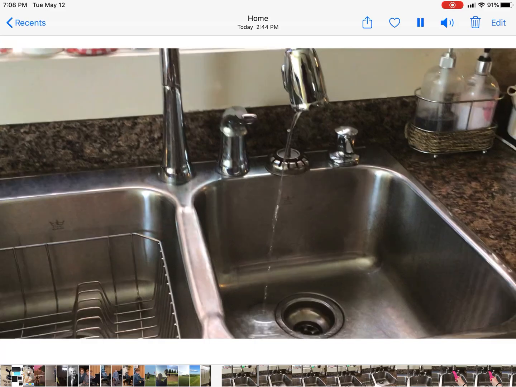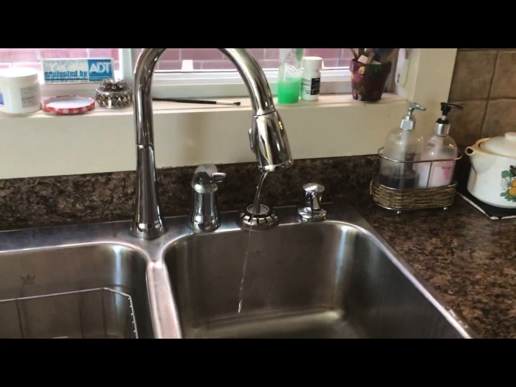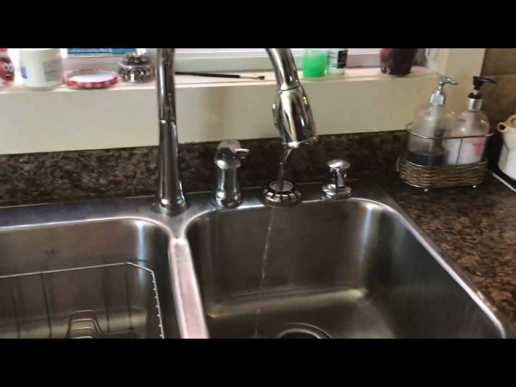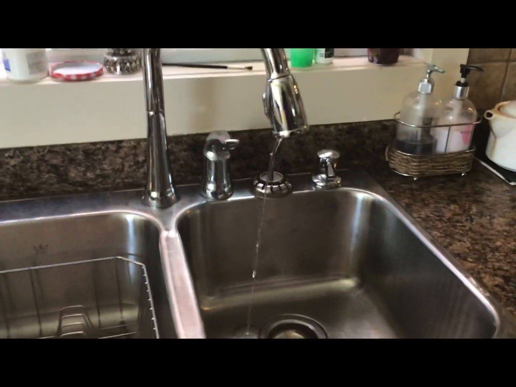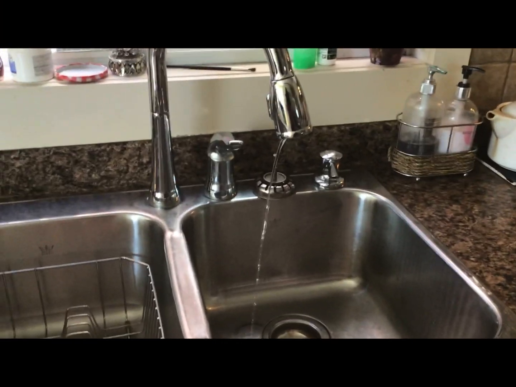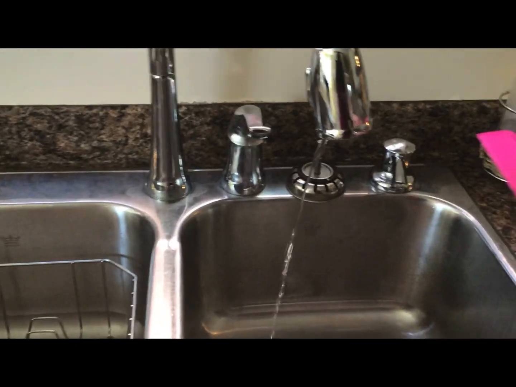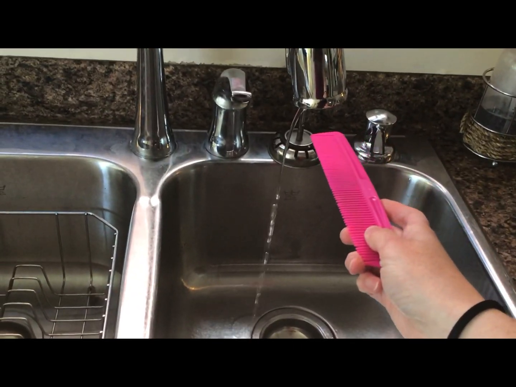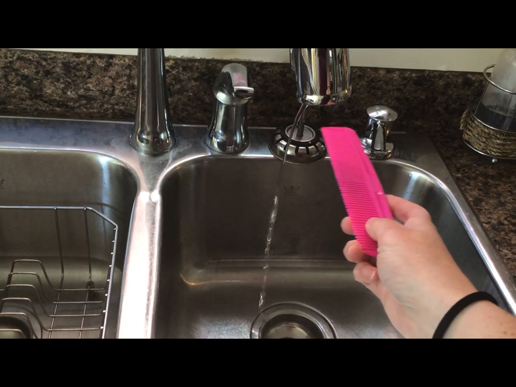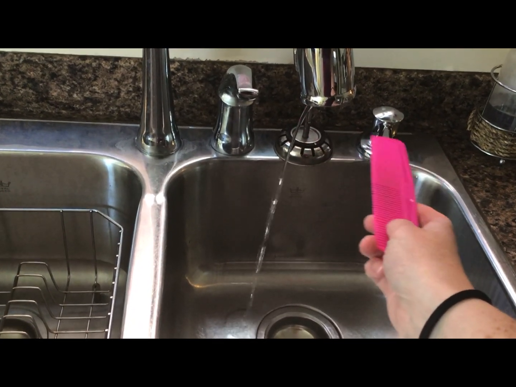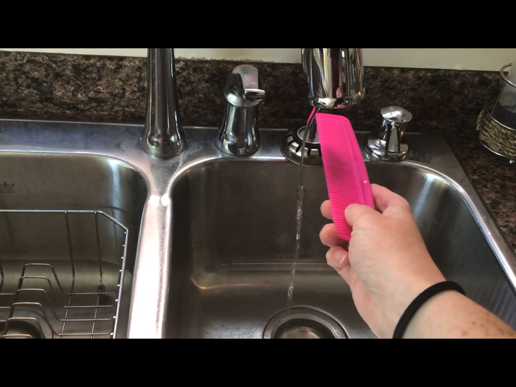Anyways, this is my kitchen sink running. So right now I'm going to comb my hair. So you're going to take a comb, you're going to comb your hair and build up some static. And then you're going to bring it near the water. So watch what happens here. Woo, there we go. Woo, look at that. It's magic. I am a water bender.